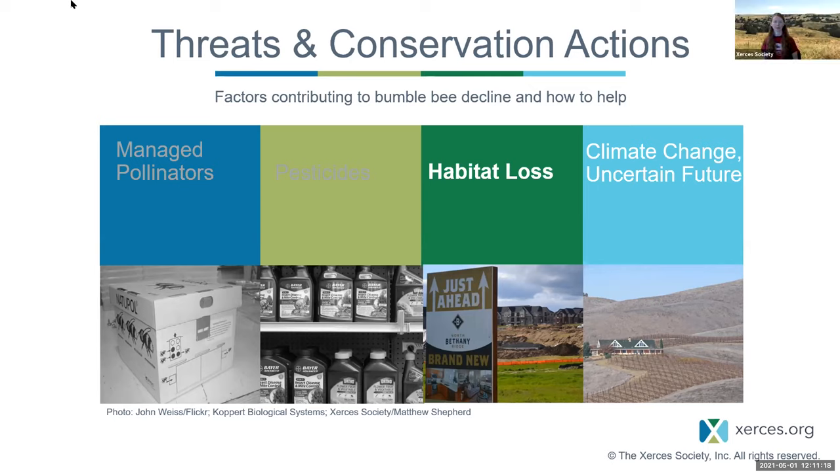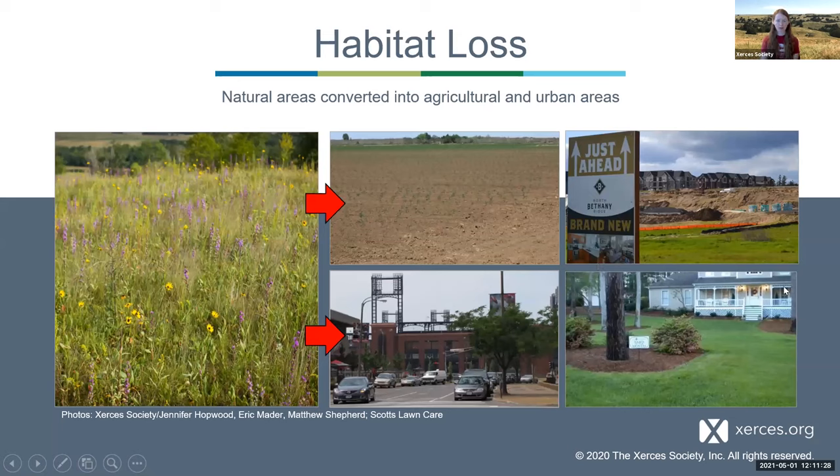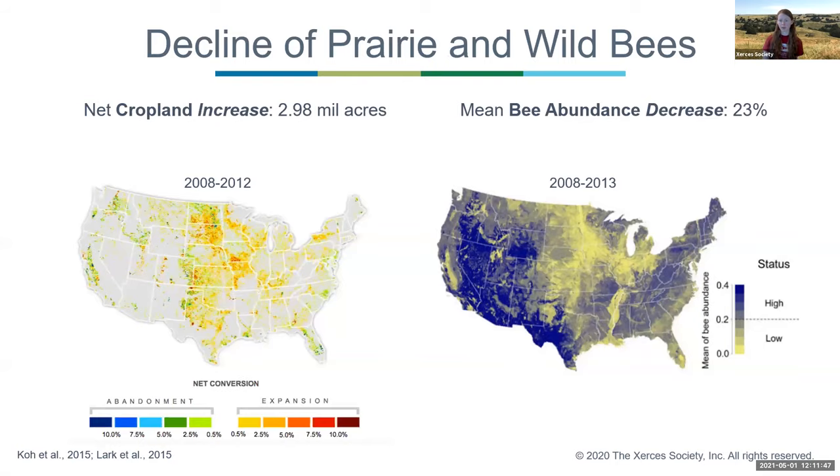Okay, we'll move on to the next threat, which is habitat loss. We're seeing a lot of our natural areas converted into agricultural landscapes or urban landscapes, whether that's pavement or lawns, areas that are not very supportive or habitable for not only pollinators, but wildlife in general. Particularly in the Midwest, there's a lot of agriculture out here, right? We have very fertile soils. We have a relatively flat landscape. It's a very inviting environment for agriculture and the success of harvest on farms.